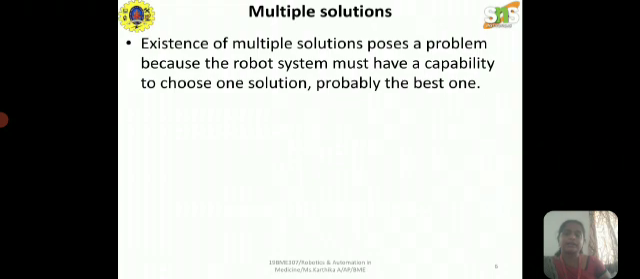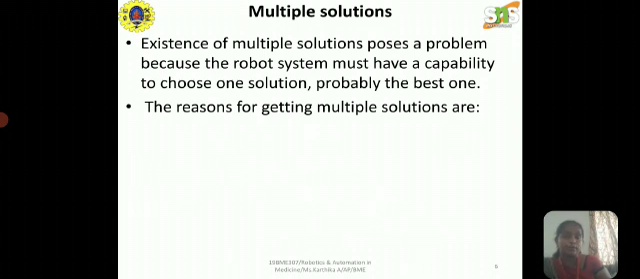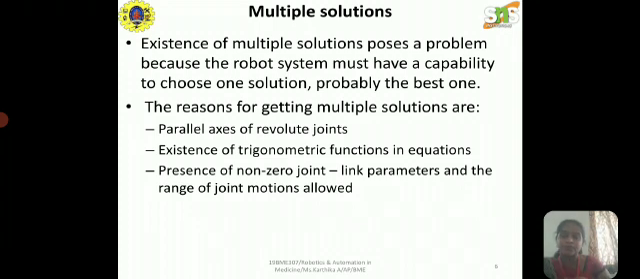For the existence of multiple solutions, it poses a problem because the robot system must have the capability to choose one solution, probably the best one. The reasons for getting multiple solutions are parallel axes of revolute joints, the existence of trigonometric functions in the equations, the presence of non-zero joint link parameters, and the range of joint motions allowed.